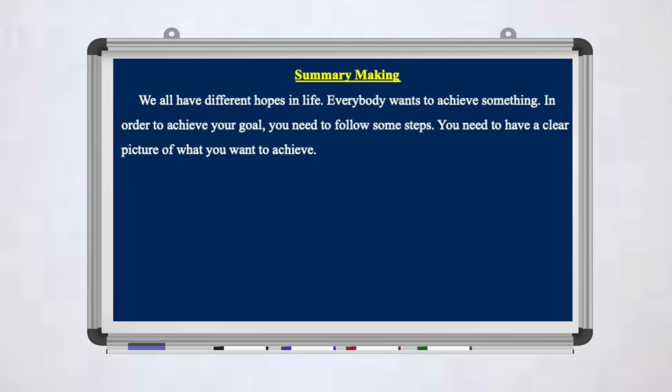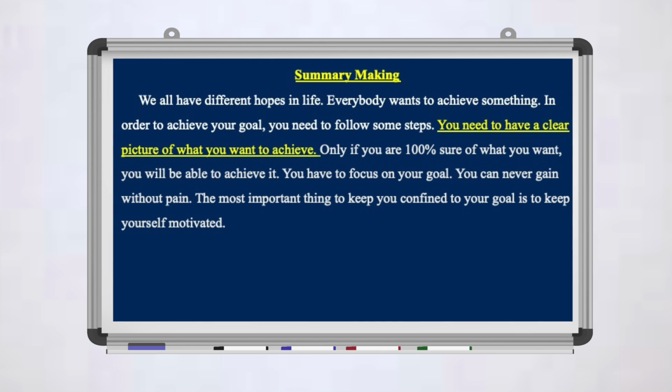Summary making. We all have different hopes in life. Everybody wants to achieve something. In order to achieve your goal, you need to follow some steps. You need to have a clear picture of what you want to achieve. So this could be one of the answers. Only if you are 100% sure of what you want, you will be able to achieve it. You have to focus on your goal. This could be another answer, isn't it?